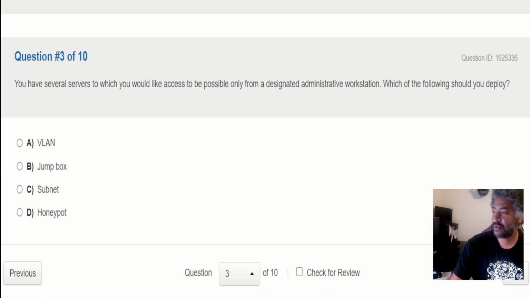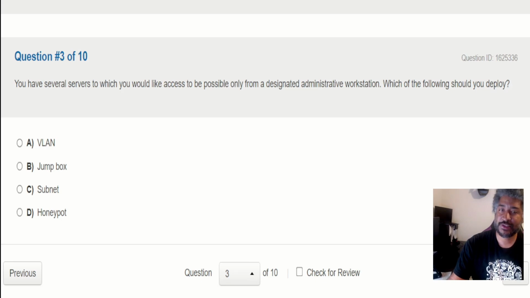All right, so question 3 says you have several servers to which you would like access to be possible. Let me read that again. You have several servers to which you would like access to be possible only from a designated administrative workstation. Which of the following should you deploy? So our options here are VLAN, Jumpbox, Subnet, and Honeypot. I'm gonna give you a few seconds here to figure out your answer, and then we will go here.